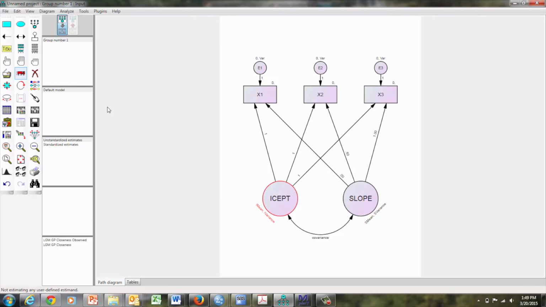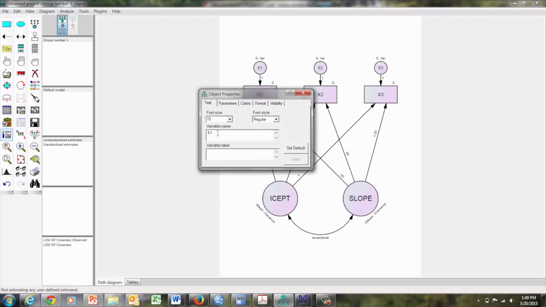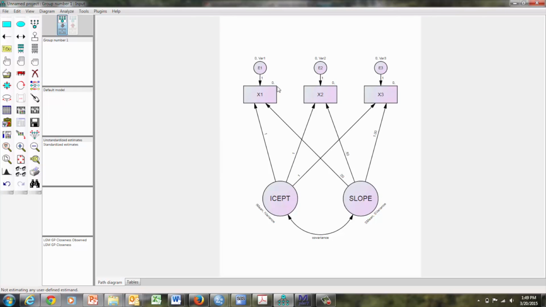Now notice that the error variance is the same for each of the time points. So we're going to call this E1, we want the parameters variance, we'll call it variance 1, variance 2, and variance 3. Notice our intercepts, our observed variable intercepts, are set at 0 so that we can estimate the mean of the slope and mean of the intercept. That's required in order for the model to be identified.